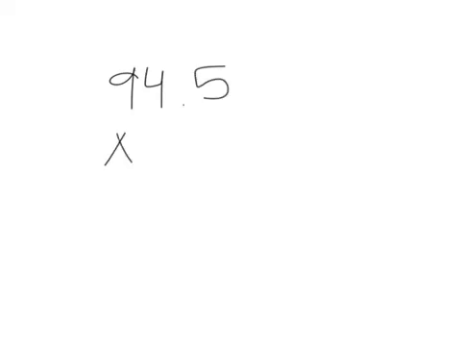94.5 times 2. One of the things that we want to do with the compensation strategy is to make this a friendlier number, something that we already know how to do. Well, we know how to do regular multiplication. So what we want to do is make this a whole number. What do we have to do to 94.5 to make it a whole number? We have to move the decimal to the right. Do we already know a rule for that? Yeah, that's the powers of 10.